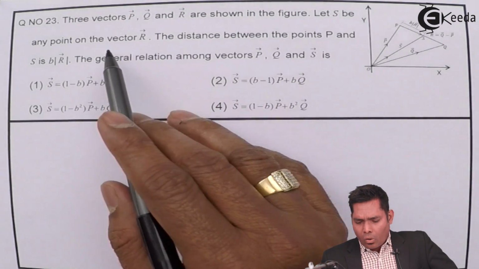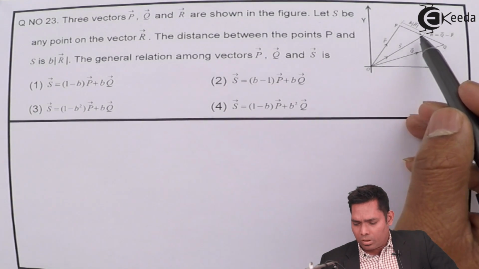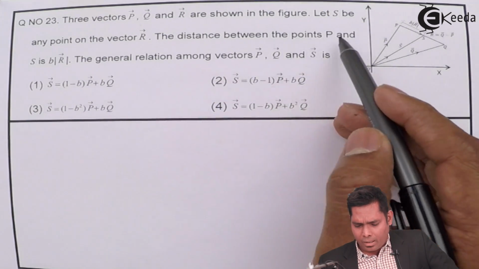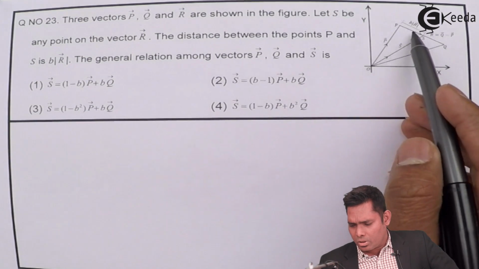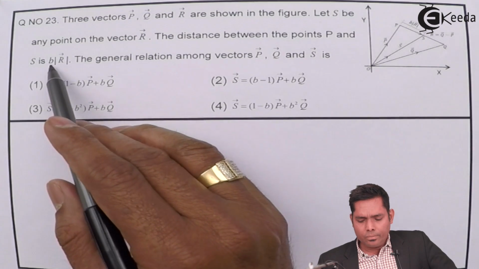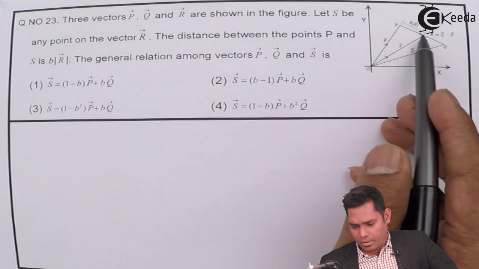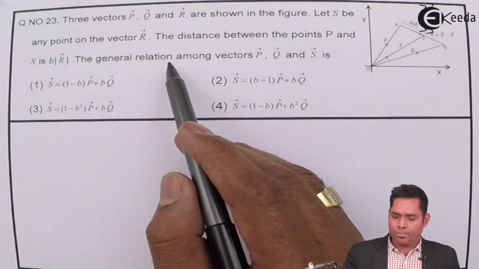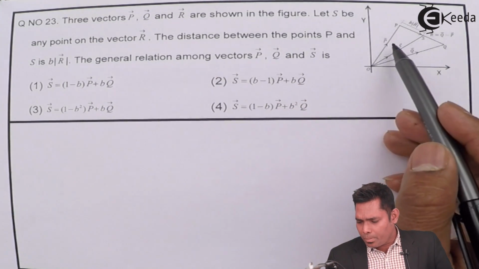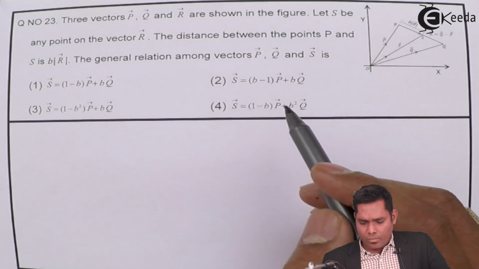Let S be a point on the vector R. Let there be any point S on this vector R. The distance between the points P and S is B times the magnitude of the R vector, where B is any constant. What is the general relation among the vectors P, Q and S?